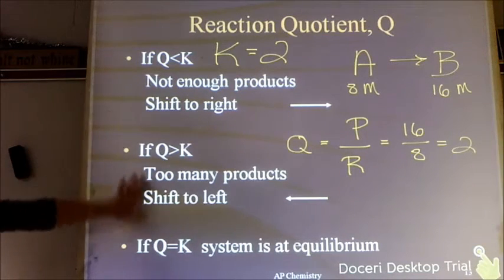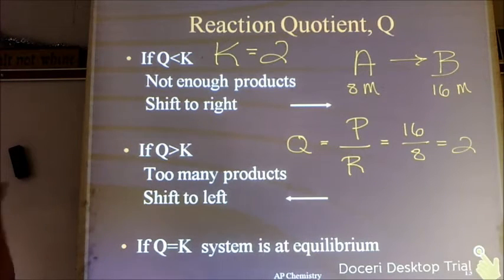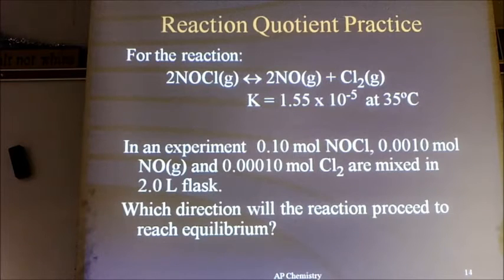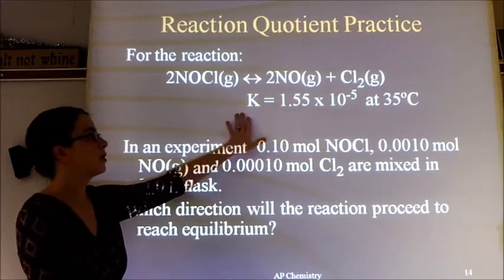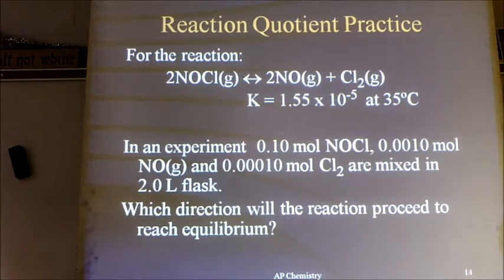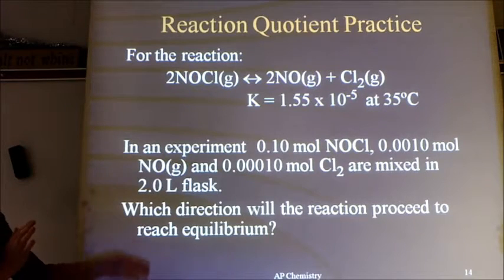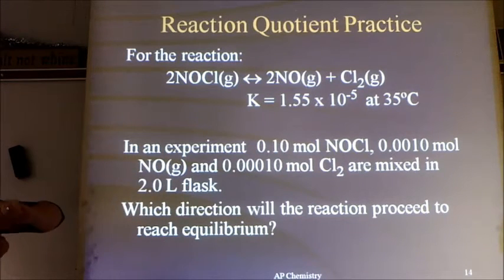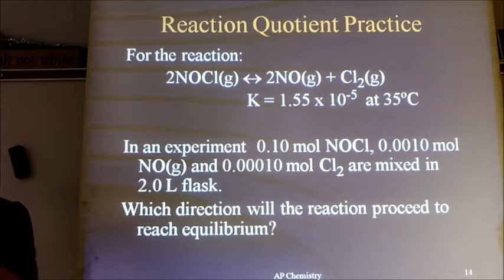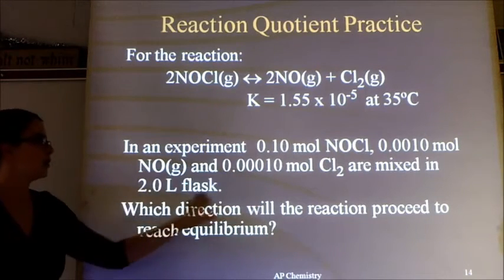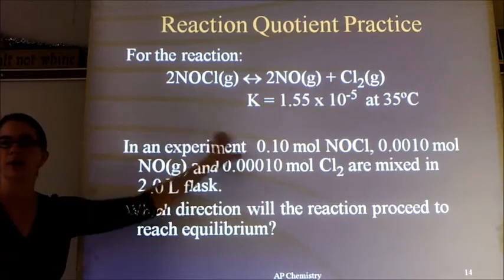So, if you need to memorize this, fine. I would prefer that you just can work through it in your mind, can rationalize it. Let's look at a problem. So for the reaction, blah, blah, blah, it's already balanced for you. How nice. They give you a value for the equilibrium constant, and then it says, in an experiment, a certain amount of NaCl, a certain amount of NO, a certain amount of Cl2 are mixed in a 2-liter flask. Are these conditions at equilibrium, yes or no?